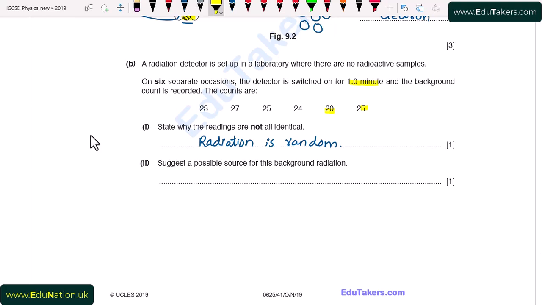Part 2. Suggest a possible source for this background radiation. So background radiations are actually the radiation that is present in our atmosphere, and the sources of these radiations are rocks, buildings. I write here rocks, buildings.